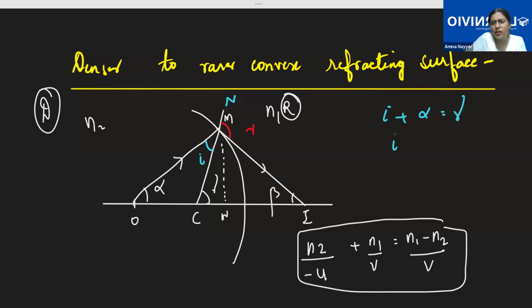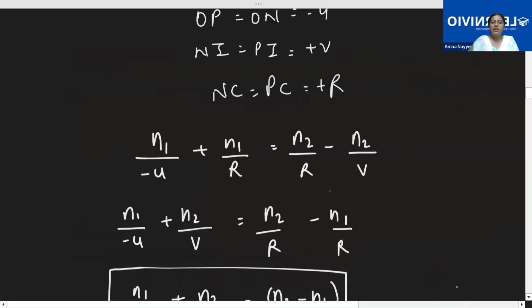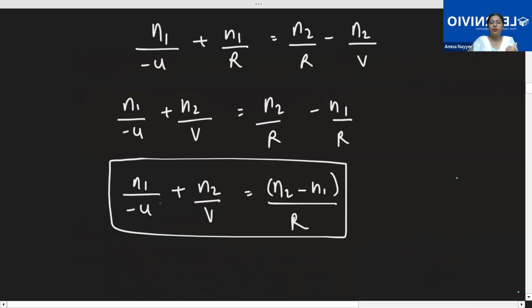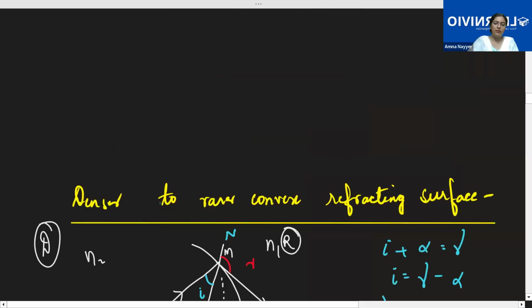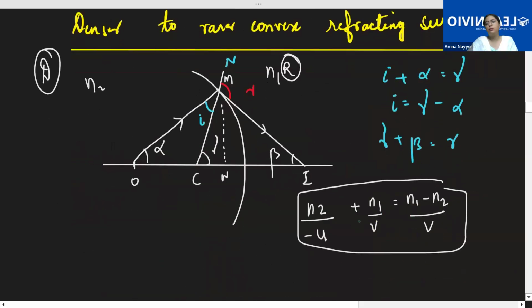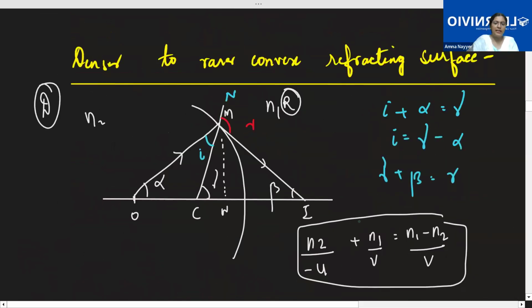So same thing, I plus alpha is equal to gamma. Till here, I think I already wrote, this is equal to gamma minus alpha. And from this one, gamma plus beta is equal to R. So same derivation you'll have to do. This will be the conclusion: N2 by minus U plus N1 by U, whereas here you were getting N1 by minus U plus N2 by U. So this will be just interesting. Okay, write it. Let's practice questions.